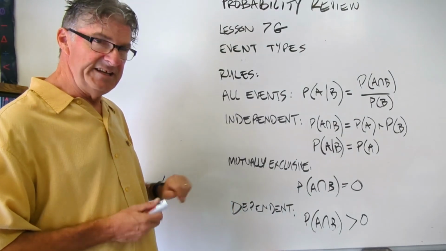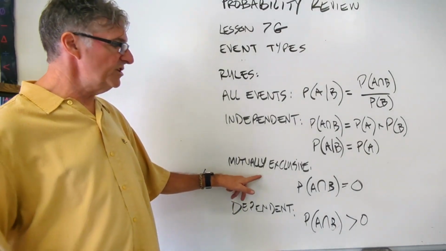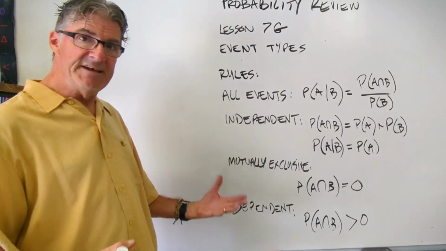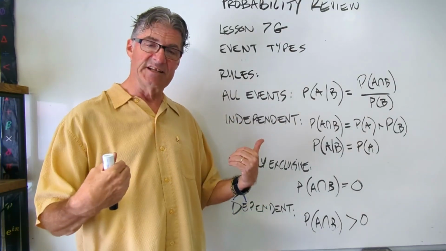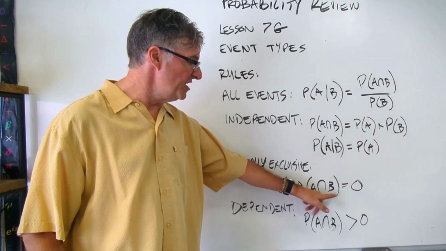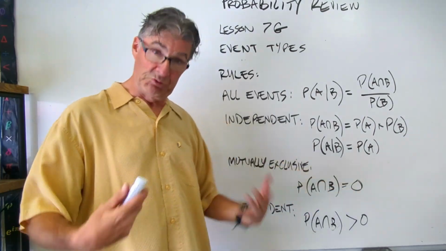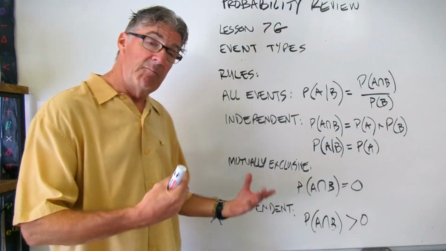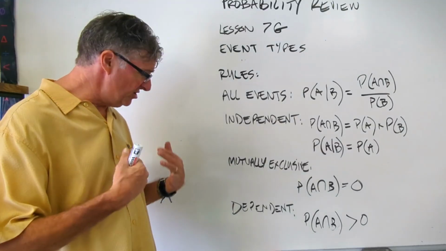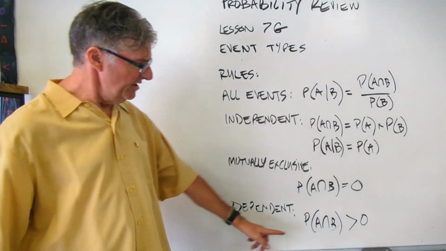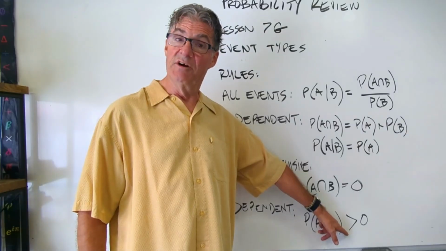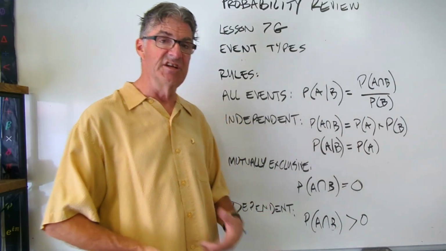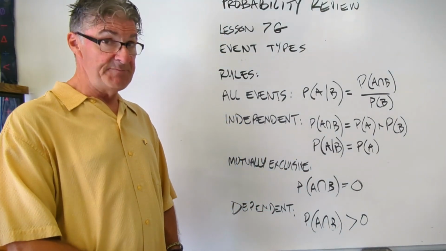Almost finally, we have mutually exclusive events. Now what that means is that there is no intersection. Both events cannot happen at the same time, so the probability of the intersection is 0. Sweet, that's good. And so by deduction, for dependent events, the probability of the intersection has to be greater than 0. In other words, you have to have an intersection if they're independent or dependent.